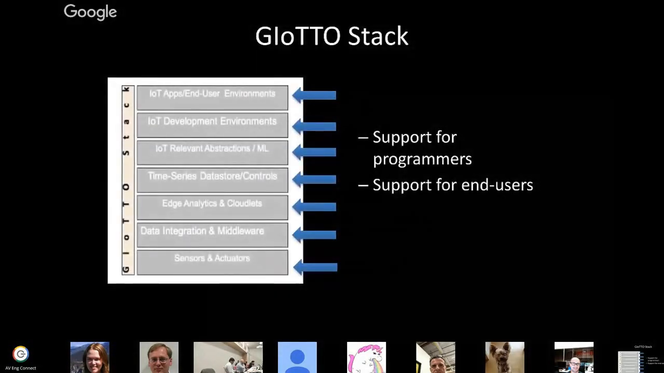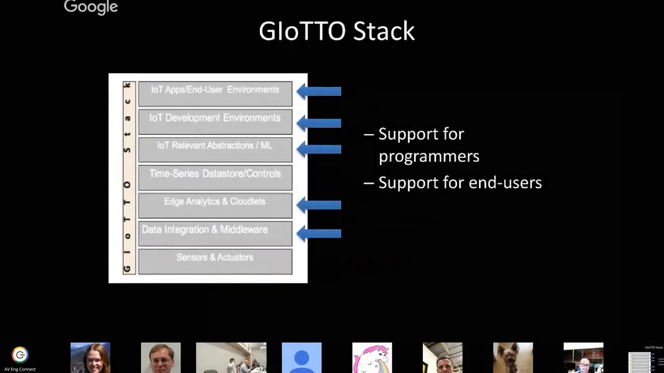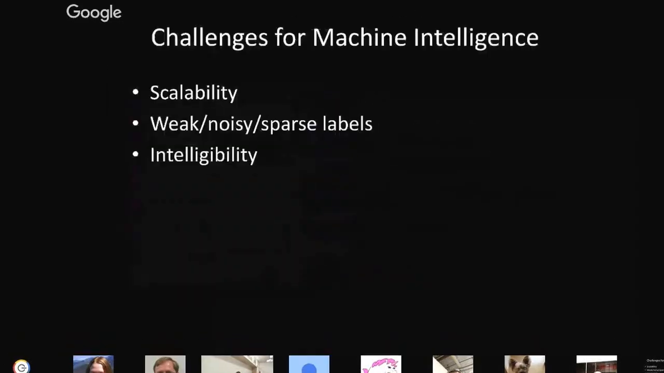So we've been focusing on support for machine learning, both for programmers and for end users. Our idea is that we want to put machine learning into every single layer of the stack, but in practice, we've got it at 5 of the 7 layers of the stack. So not all the way down at the sensors and actuators level, and not within our time series data store and controls. So not for controlling access to the data yet.